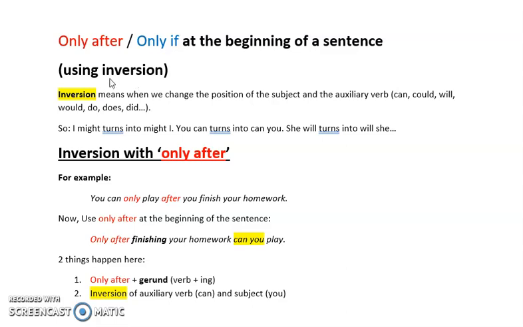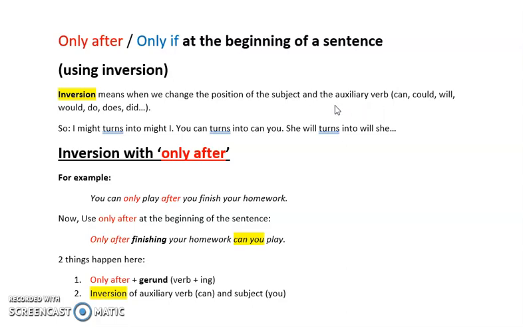So first of all, you might say, well, what does inversion mean? Inversion means when we change the position of the subject and the auxiliary verb in our sentence. So what is an auxiliary verb? An auxiliary verb is verbs like can, could, will, would, do, does, did, might, should. All of these are auxiliary verbs, verbs that usually help the main verb. That's what we call an auxiliary verb.